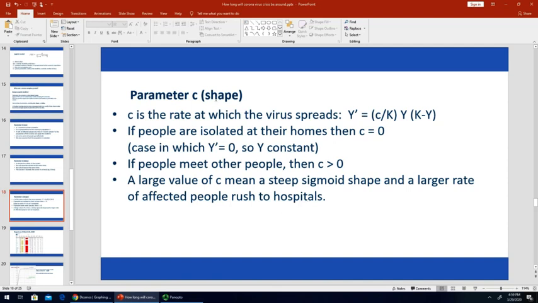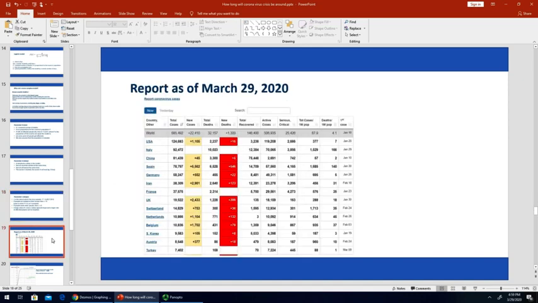But at the end, this C does not affect the maximum number of dead people, which is K. They are independent parameters. So what I'm going to do today is go on the report as of March 29, 2020, and notice that the United States is in first place with about 125,000, followed by Italy, China, and Spain.